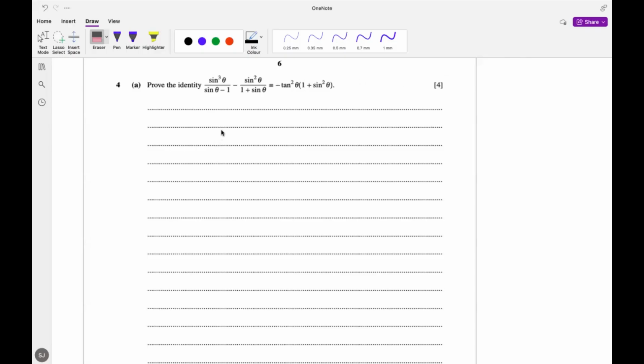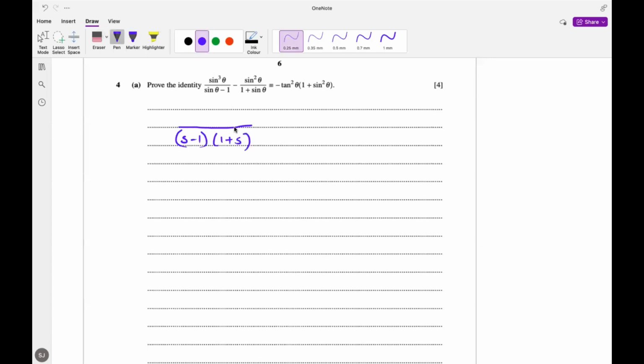In question 4, we have to prove the identity sin³θ/(sinθ − 1) − sin²θ/(1 + sinθ) = −tan²θ(1 + sin²θ). So we'll start this by first taking the LCM on the left hand side. The LCM will be (sinθ − 1)(1 + sinθ). I'll be using S, T, and C in place of sin, cos, and tan.